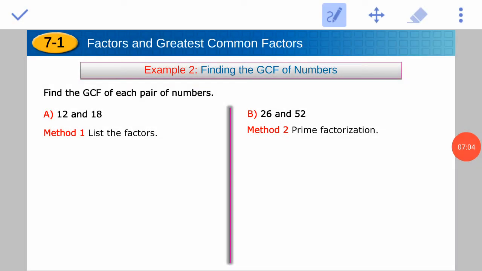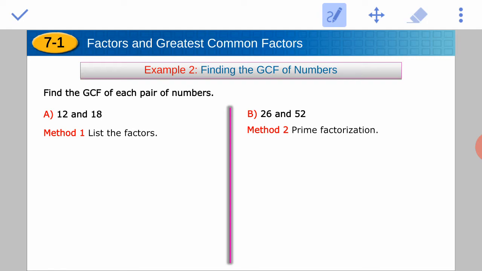In example number 2, we're gonna find the greatest common factor or the greatest common divisor of a pair of numbers. Also, there are two methods. You can use either the first or the second, up to you. But I recommend the second one because the first one only works if the numbers are quite small. But if the numbers are really large, I recommend the second one. Anyways, method number 1. How do I find the greatest common divisor of 12 and 18?